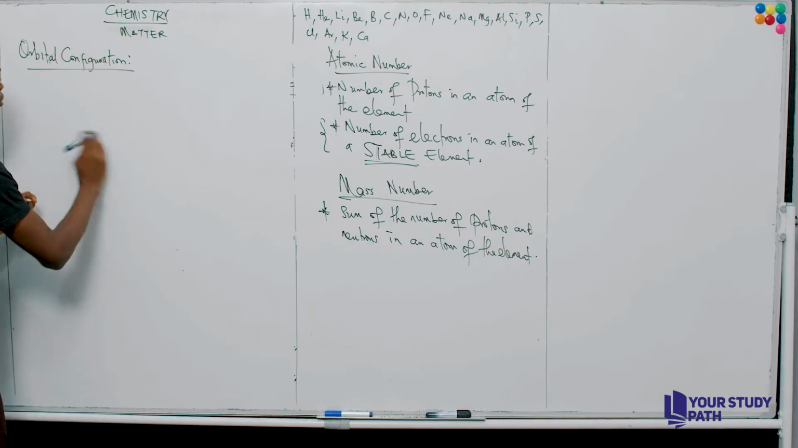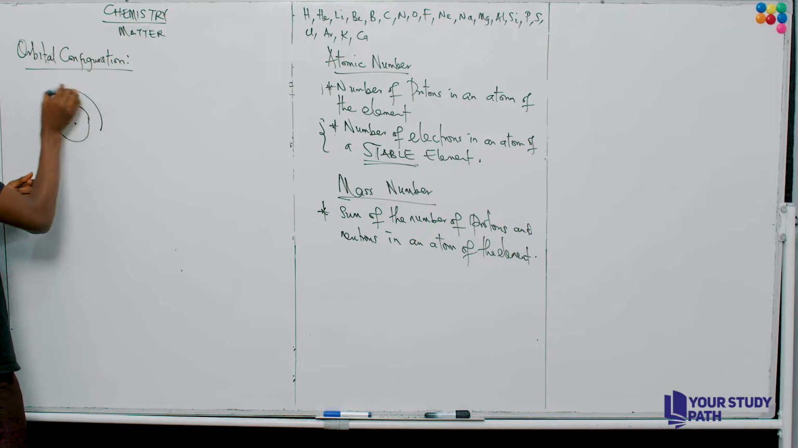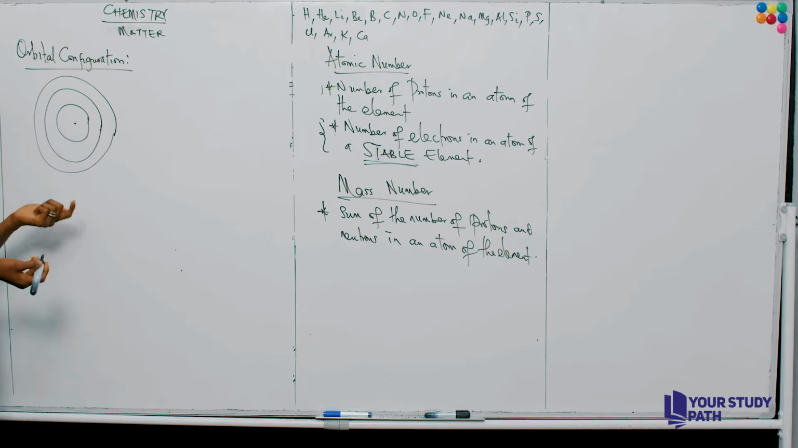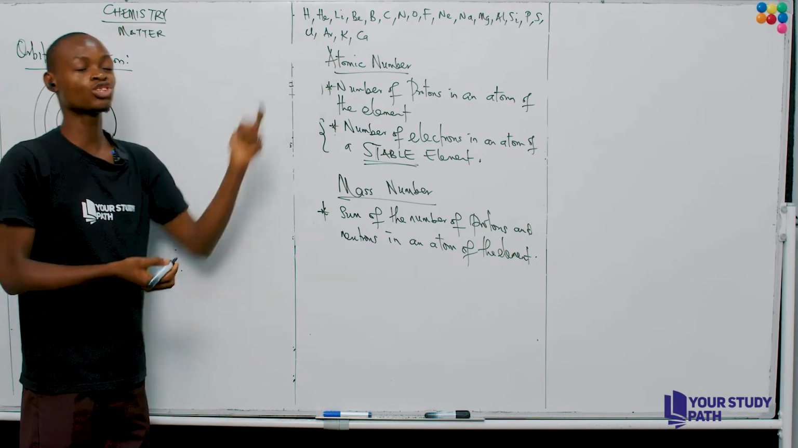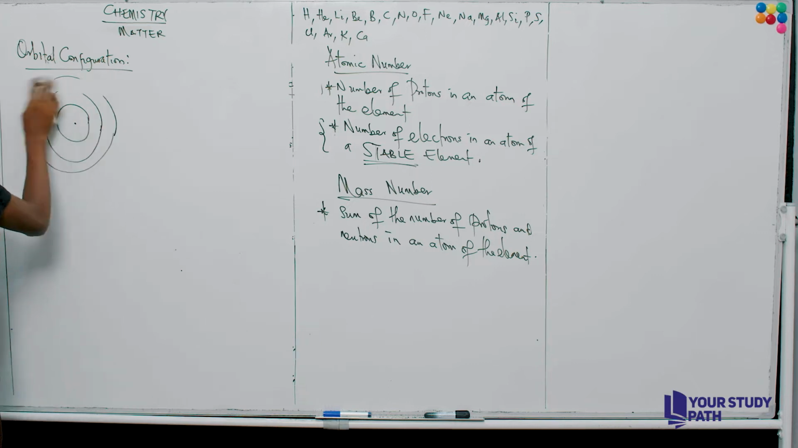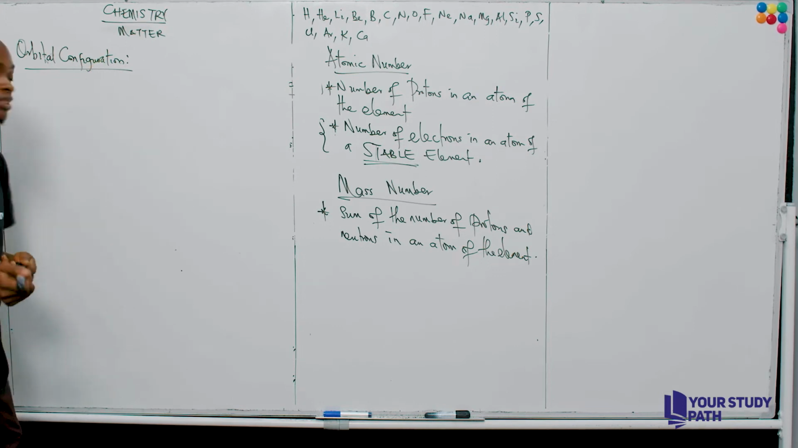Now, let's make a quick caricature. This is our first shell. It cannot take more than 2. The next shell will take another 8 electrons. The next will take another 8 electrons till we have exhausted the atomic number of that element. That is how the orbital configuration is carried out. Now, let's put this into perspective. For the first element, hydrogen, with atomic number 1, atomic numbers are written on the bottom left of the element symbol, while the mass number comes on the top left.